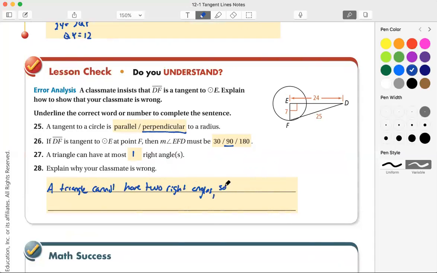So the segment is not a tangent. All right, and that's the end of the section.